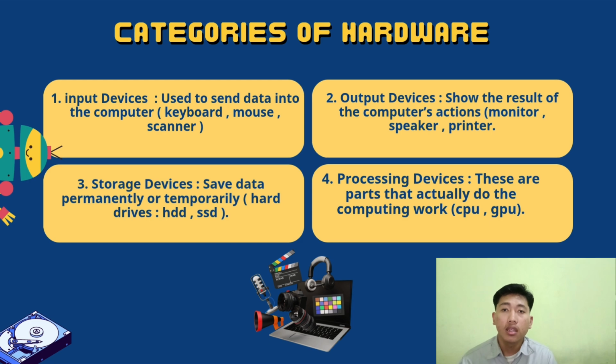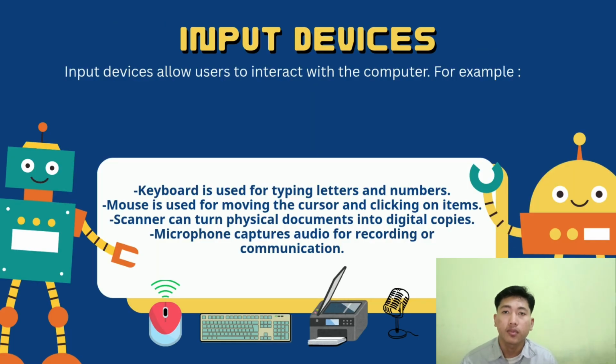Number 3, storage device. Saves data permanently or temporarily. Examples are hard drive, HDD or SSD. Number 4, processing device. These are parts that actually do the computer work: CPU, GPU.